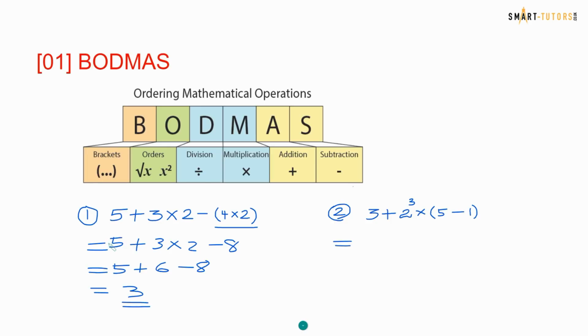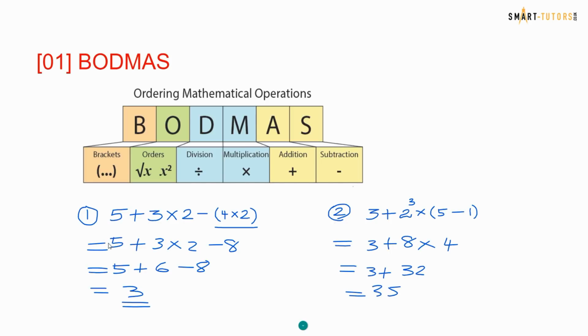Question number 2. Have to do the power first. 3, 2 times 3 and 5 times 5 minus 1. So the bracket also you can do, 4 times 2 to the power 3 is 8. Then multiplication is 32, plus 3 is 35.